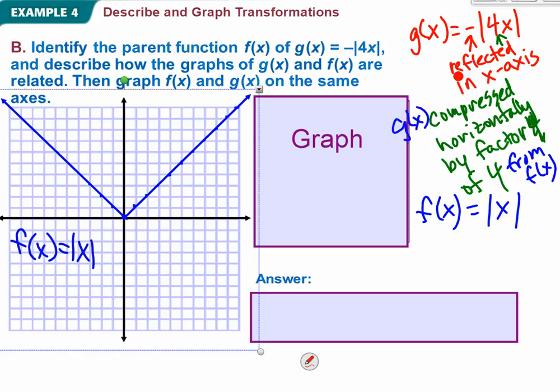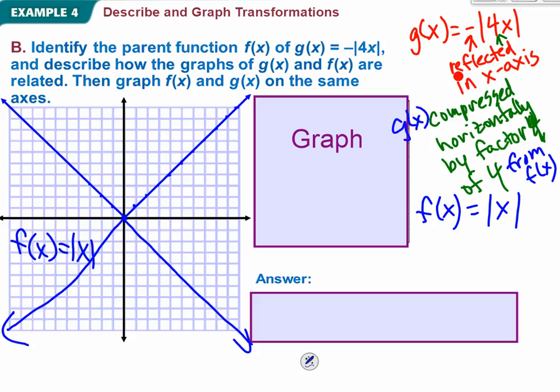I'm going to reflect it across the axis. So in my mind, and I'll use that magic pen again, when I reflect that, it's going to be that. But then I'm compressing it horizontally by a factor of 4. And if I want to think about plotting some points, at 0, it's still 0, because when we multiply 0 times anything, it's still 0.